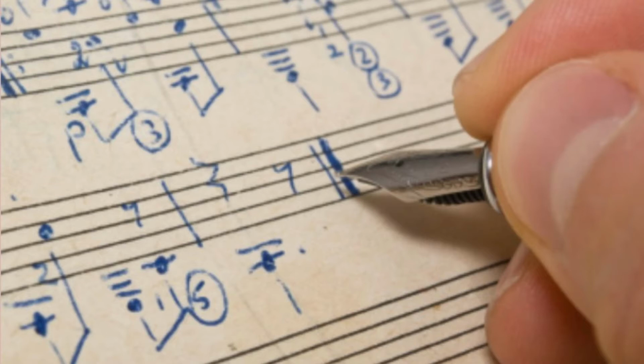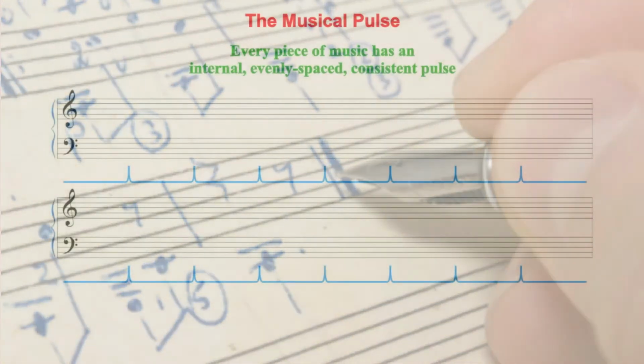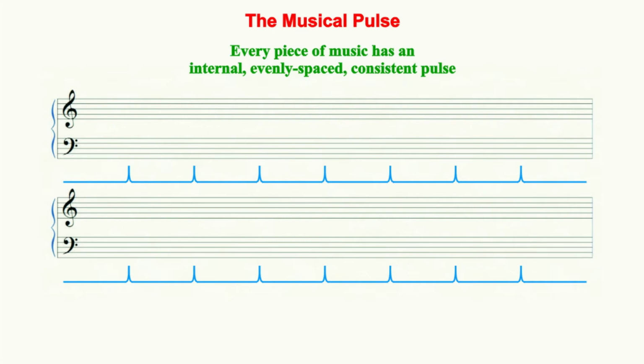Within every piece of music, there lives a pulse. When we listen to a piece of music, we're aware of this pulse even if we don't actually hear it. We feel it. We instinctively tap our feet to it. We call this pulse a beat. It is repetitive, evenly spaced, and persistent.